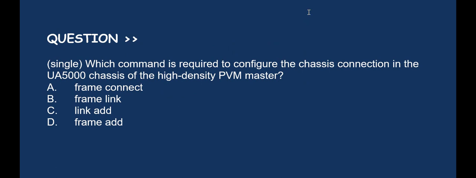The next question is, which command is required to configure the chassis connection in the UA5000 chassis for the high density PVM master? Option A, frame connect. Option B, frame link. Option C, link add. Option D, frame add. Correct answer is option A.